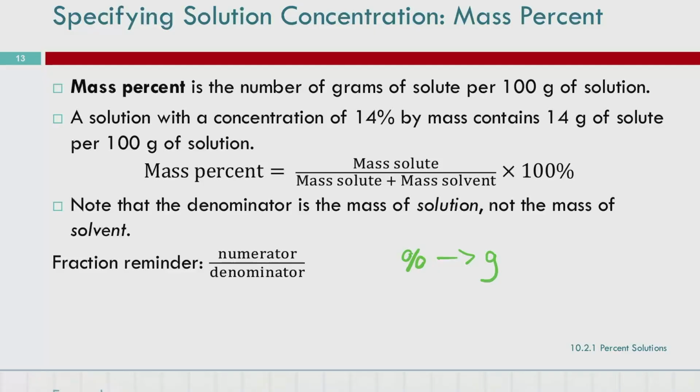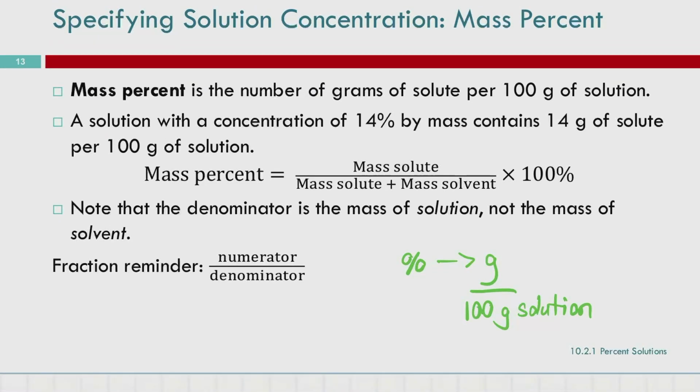So change the percent to grams per 100 grams solution. So the solution is both the solvent, the liquid, and the solute. Solution is solvent, what we would normally think of as liquid, and solute, the thing that we dissolve in it, or the minority component. However many solutes there might be in there.